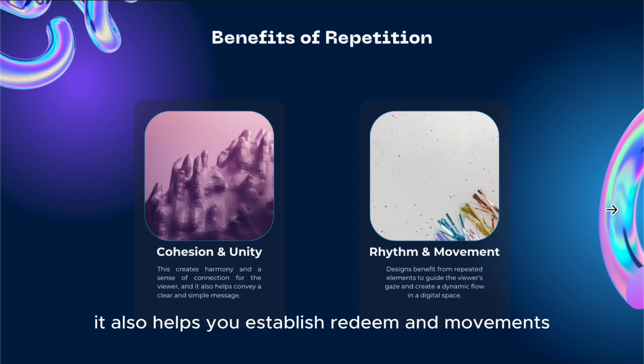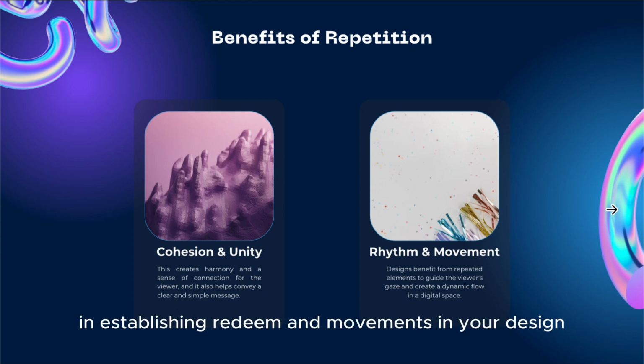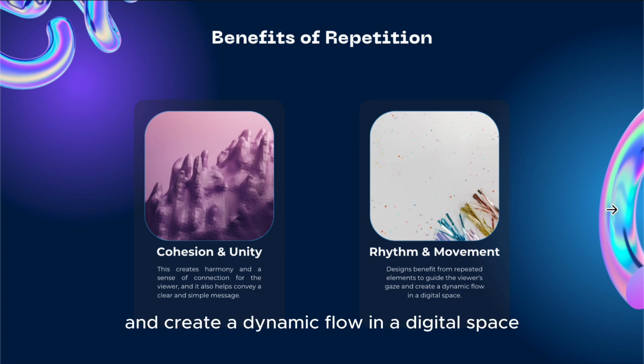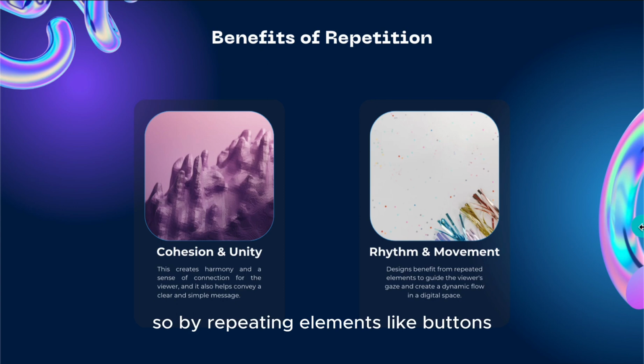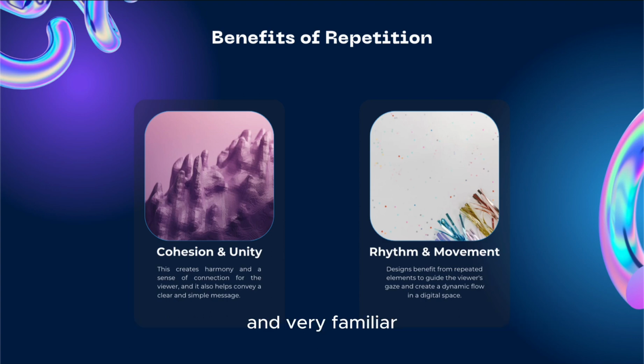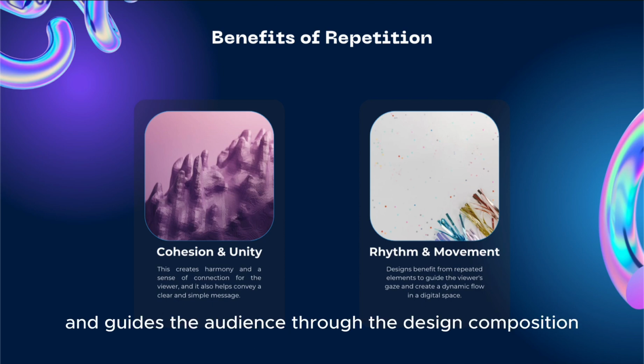It also helps you establish rhythm and movement. Repetition plays a crucial role in establishing rhythm and movement in your design. It acts as a powerful conductor. Designs benefit from repeated elements to guide the viewer's gaze and create a dynamic flow in a digital space. So by repeating elements like buttons, your navigation menu, and icons, designers can create an interface that feels intuitive and very familiar. Visual rhythm helps create a flow and guides the audience through the design composition.